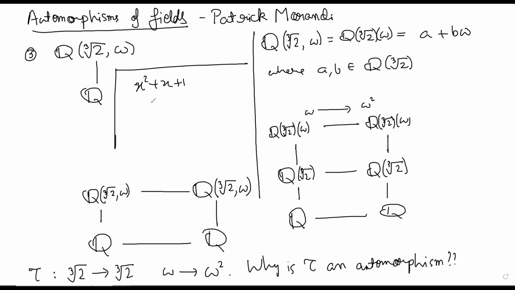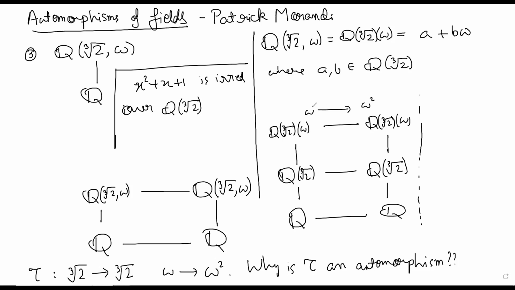So x square plus x plus 1 is irreducible over, right. But in our case, what we need to say is exactly Q adjoint cube root of 2, because that is relevant now. Okay. Right. Now the situation is like this.